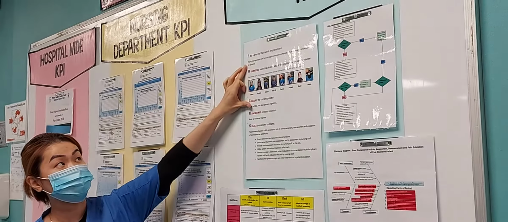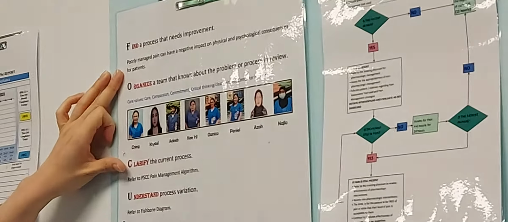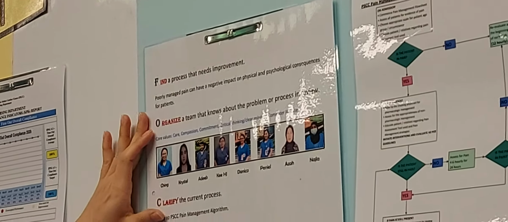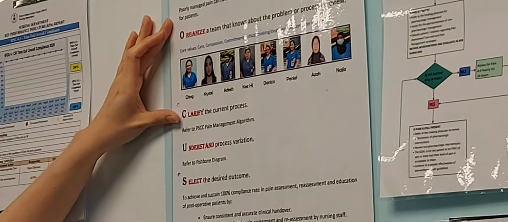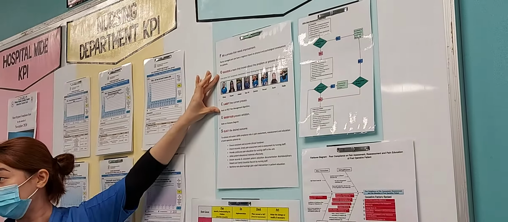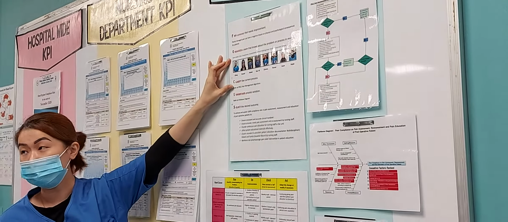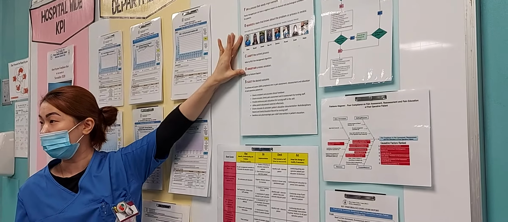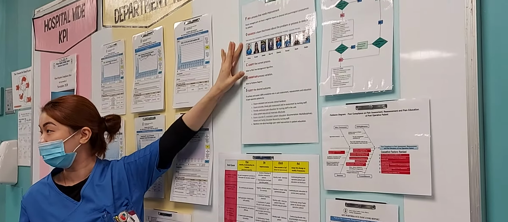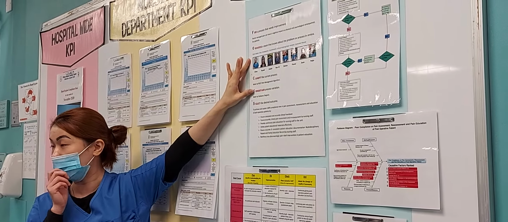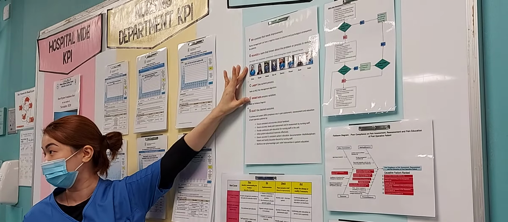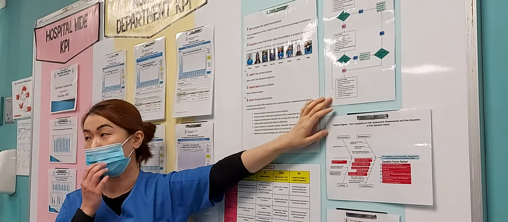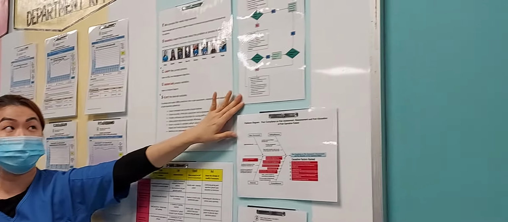So we have a brief statement here. It's written, poorly managed pain can have negative impact on patient physiologically and physically. And after we find a process, we organize a group, a team. How are we going to organize a team? Based on 5 core values, which are caring, compassion, commitment, critical thinking or clear-minded, and computer literate. Based on these 5 core values, 5C. Okay? And we clarify the current process by looking at the algorithm, the pain algorithm. This is how we're going to explain.